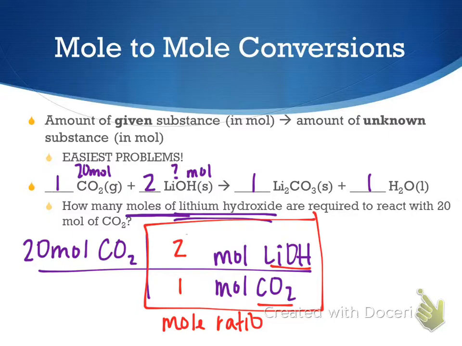So I've canceled moles of carbon dioxide. I'm left with moles of lithium hydroxide, which is exactly what I want. And if I multiply across, I get 40 moles of lithium hydroxide. Does that make sense? If you look at your formula and you say 1 mole of carbon dioxide and 2 moles of lithium hydroxide yields this, it should make sense that if we started with 20 moles, we need double that amount of lithium hydroxide. It takes 2 moles of lithium hydroxide combined with 1 mole to get our product. So if I start with 20 moles, I need double of that other compound because of its mole ratio.